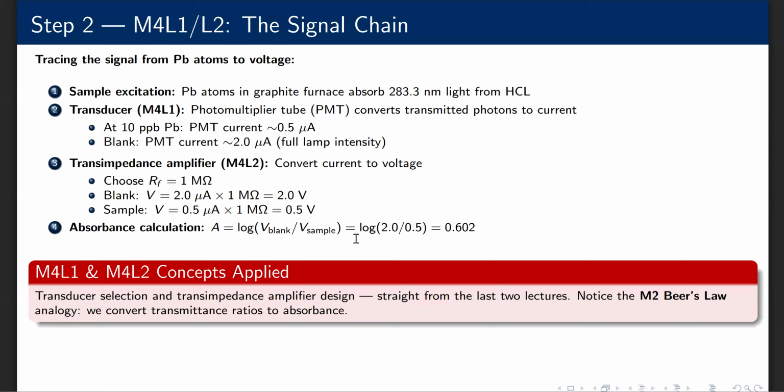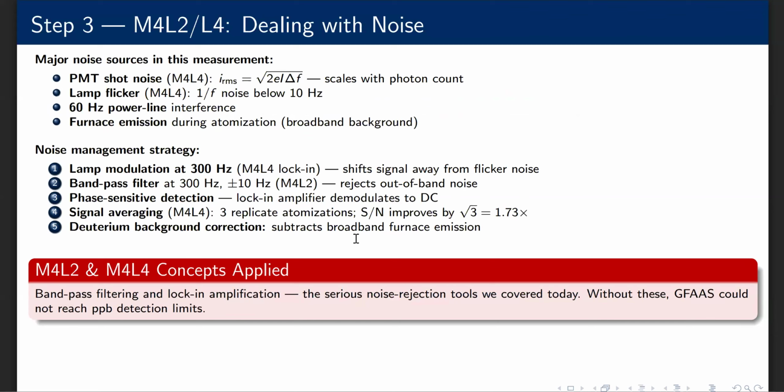Log of V blank divided by V sample, log of 2 divided by 0.5 equals log of 4, which is 0.602 absorbance units. Okay, so we've applied several concepts from electronics lectures 1 and 2.